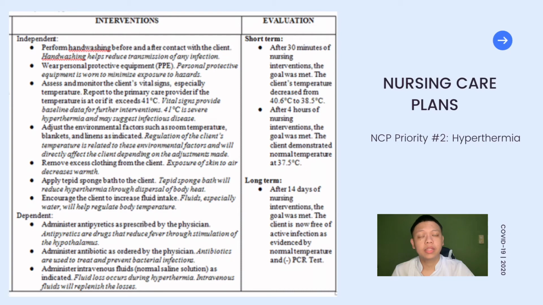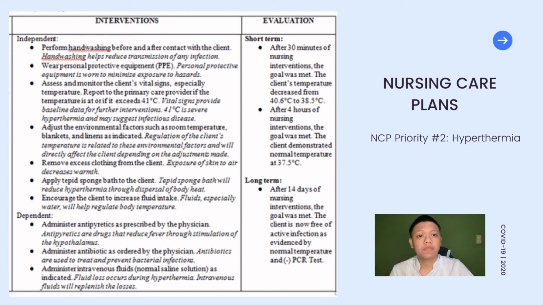For the dependent nursing interventions, we have to administer antipyretics and antibiotics as prescribed by the physician, and also administer intravenous fluids if indicated. Then for the evaluation, short term: after 30 minutes of nursing interventions, the goal was met, and the client's temperature has decreased from 40.6 degrees Celsius to 38.5 degrees Celsius.